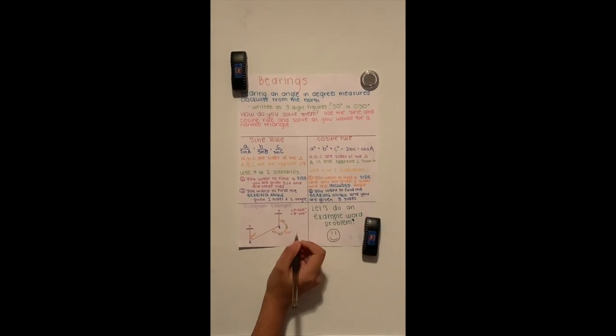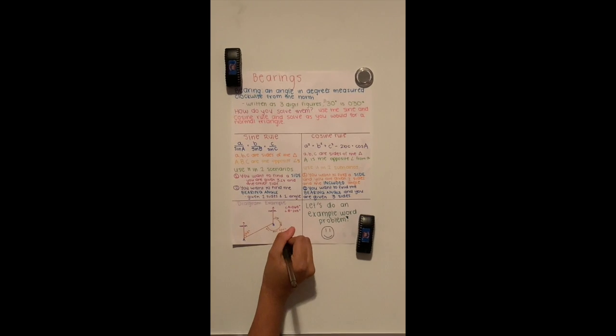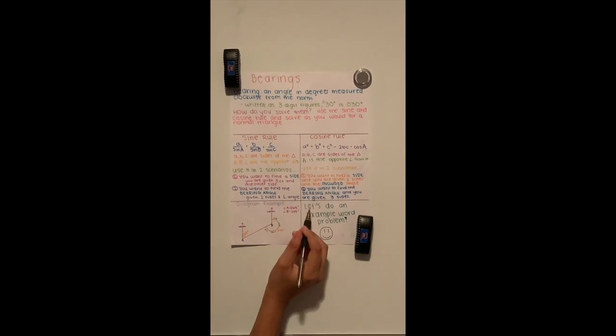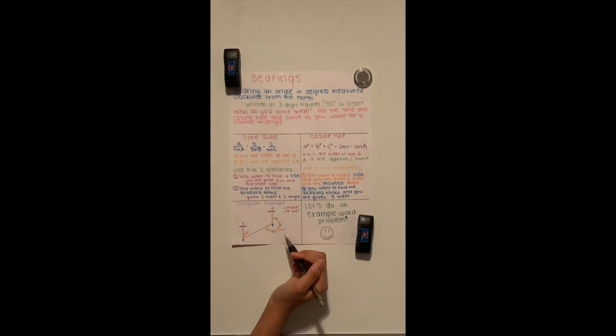The same for angle B. Measured clockwise, it is 245 degrees. So the bearing of angle B is 245 degrees. Let's do an example problem.